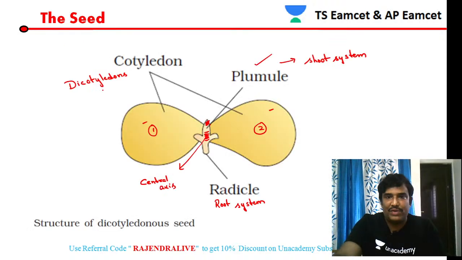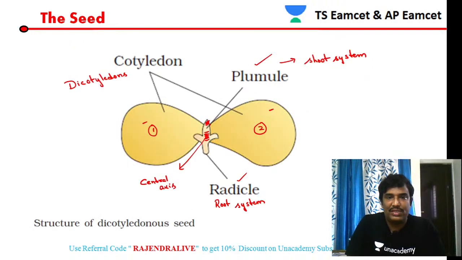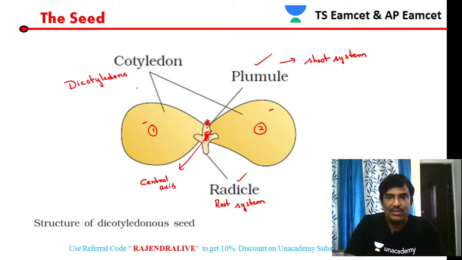So the embryo contains, as we have just seen, the radicle and the embryonal axis. This is the central axis, called the embryonal axis. So that is also present. Then one or two cotyledons. If two cotyledons, you can see in this diagram, you have two cotyledons.